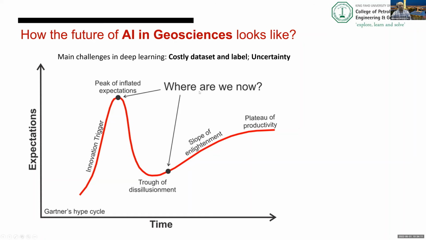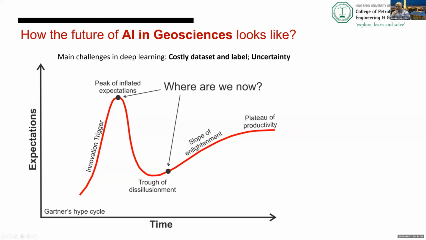So now the question is, where are we now, right? Are we here in the peak of expectation, where we just try to apply machine learning everywhere, or have we already passed through the trough of disillusionment, where we start realizing, okay, the actual power of AI is in particular aspects of geoscience? If you ask me personally, I hope that we are here. We already passed this trough, but it seems we are probably still also here, right?